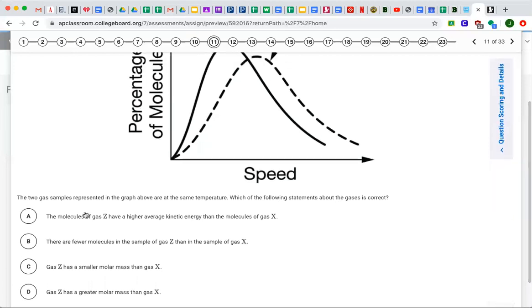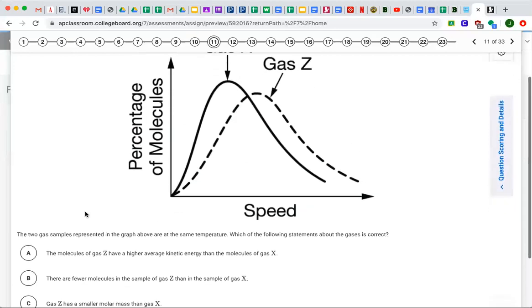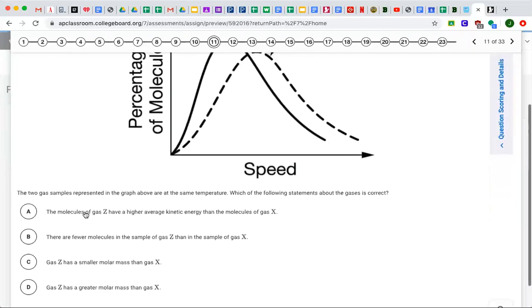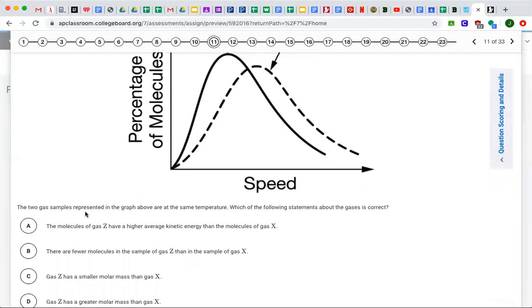Okay, this is interesting. You're looking at gas Z versus gas X. Z is the dotted line and X is the solid line. So this is Z and this is X. Go ahead and take a minute or so to look through that problem.